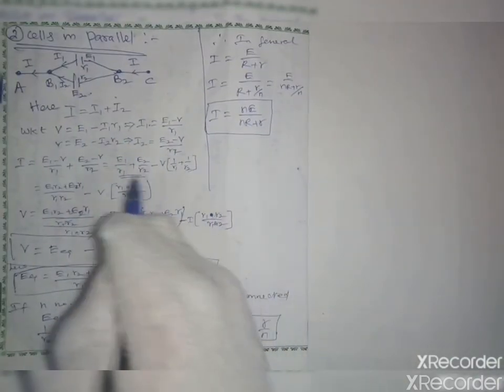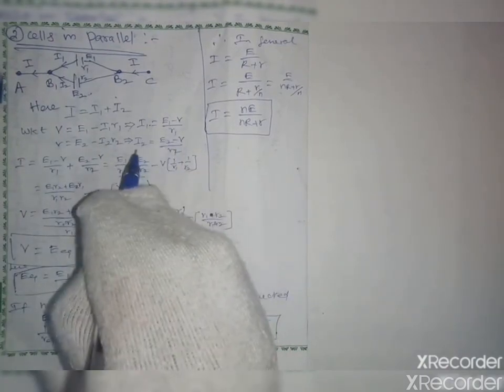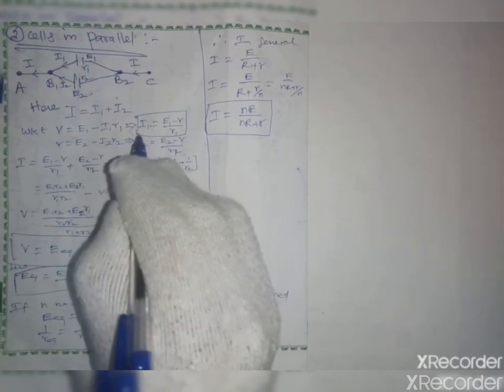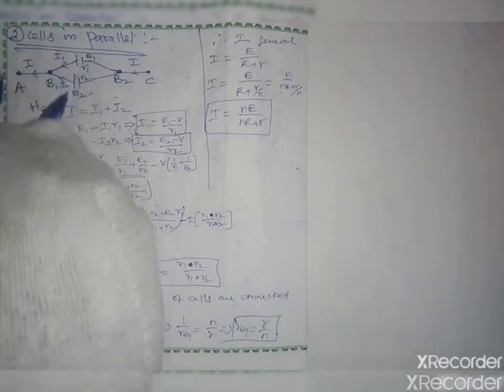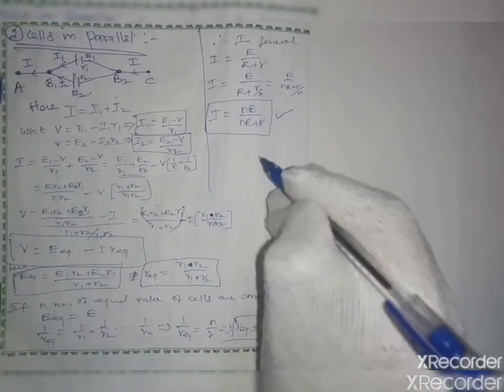And I1 and I2 can also be written using this formula: I1 equal to E1 minus V by R1, I2 equal to E2 minus V by R2. So this is the treatment of cells in parallel connection. So this is the current value nE by nR plus r.